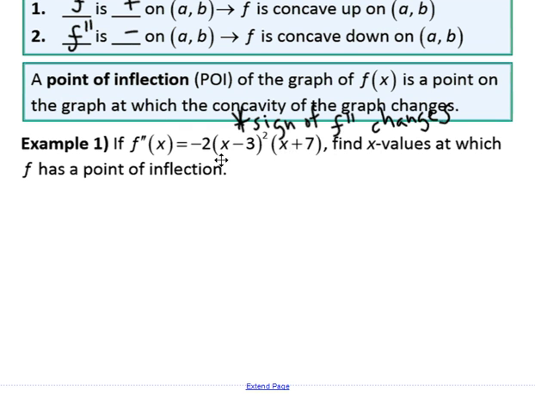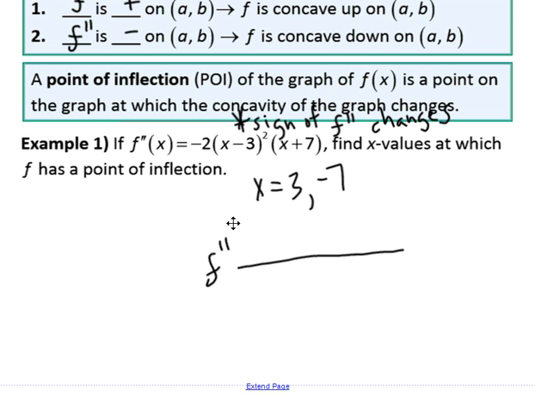So given that f double prime here, find the x values at which f has a point of inflection. Now, what's really nice is they've already given us f double prime, and they've already factored it for us. So all we have to find out is when this is equal to 0. Also undefined, but this function is just a polynomial, so it's not undefined. So if you look at these factors, this f double prime would equal 0 when x is 3 and negative 7. And again, you set it equal to 0 or undefined because that's where we have the possibility of a sign change. So then we're going to create a sign chart for f double prime.